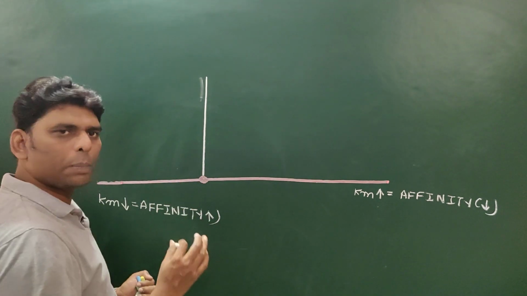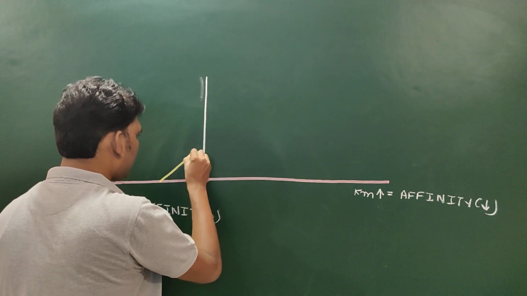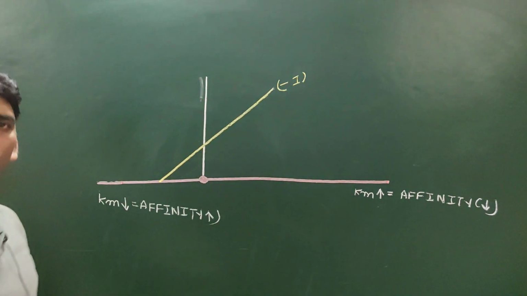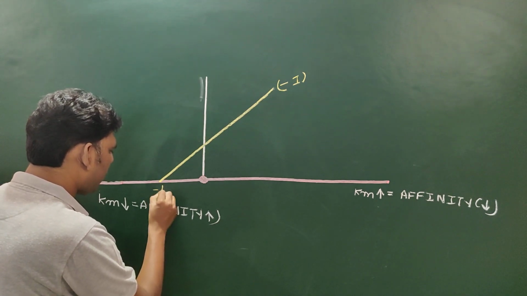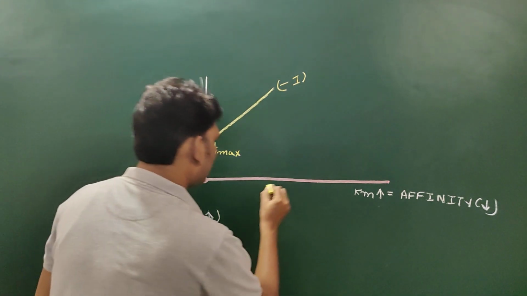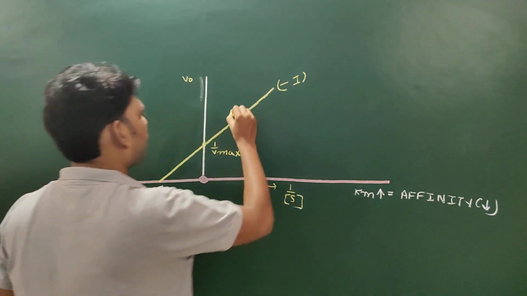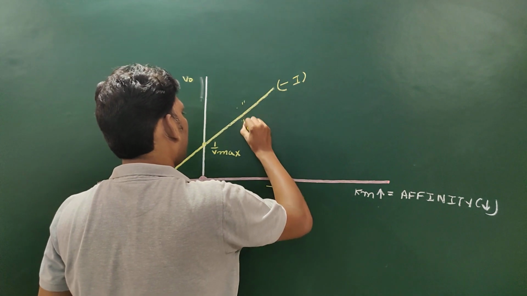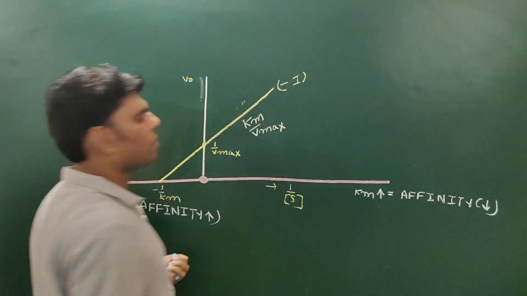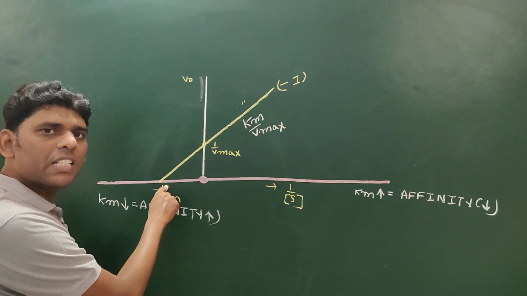So students, first we are going to represent the enzymatic reaction without inhibitor. So suppose that this is the enzymatic reaction without inhibitor. This is the minus 1 by Km, this is 1 by Vmax. This is the increasing substrate concentration, this is the velocity of the reaction, and the slope represents Km by Vmax.